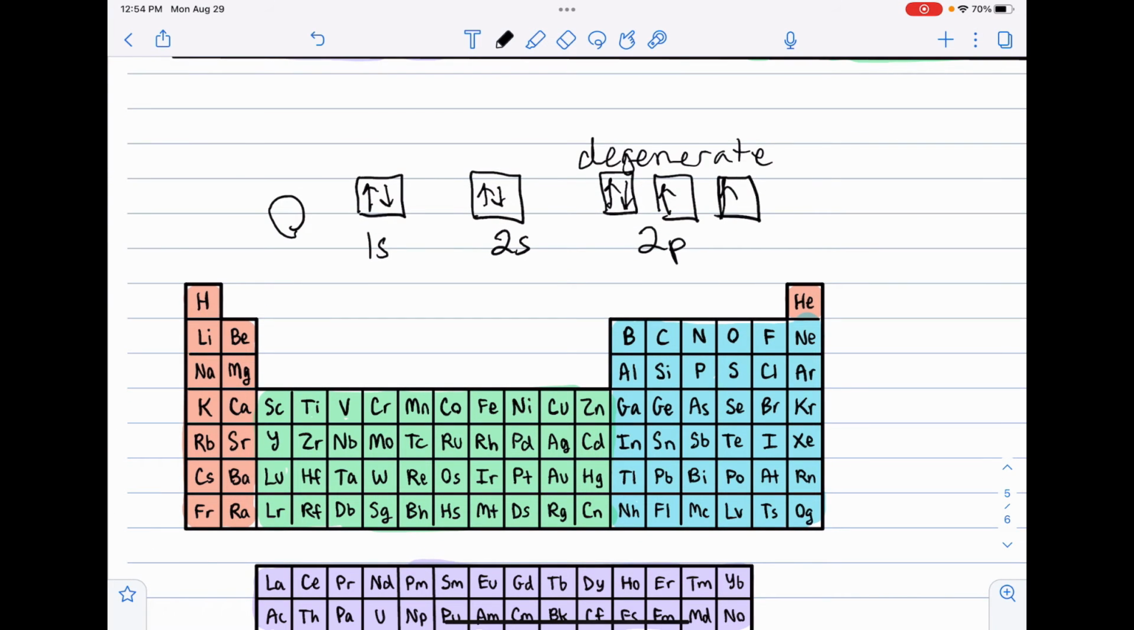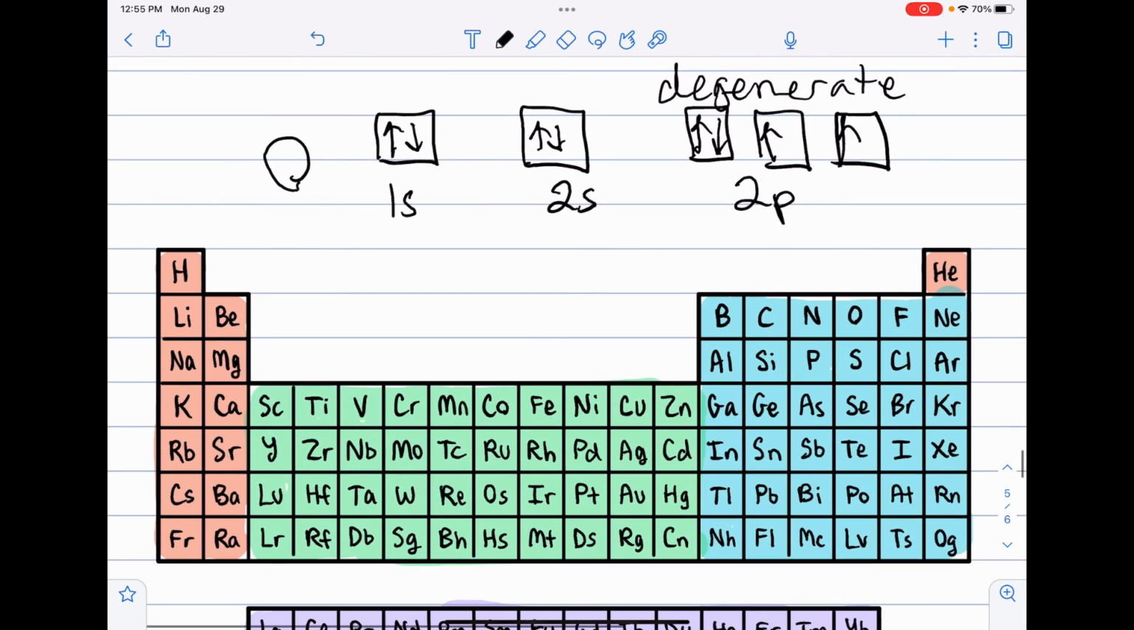And we don't always have to write out these boxes. They're helpful for explaining Hund's rule and the Pauli exclusion principle, but later on we're going to ditch the boxes, and we write this in a little bit more of a short way.